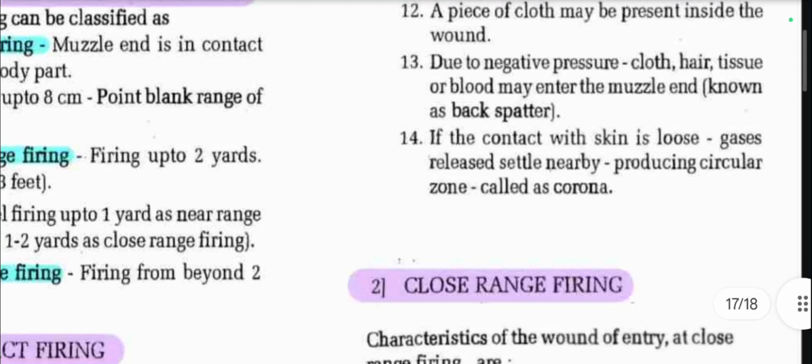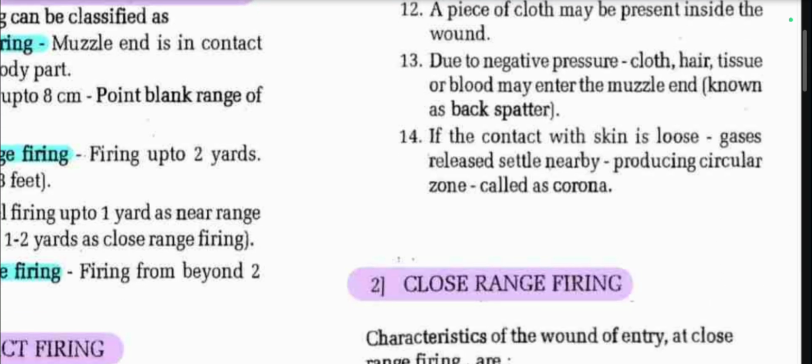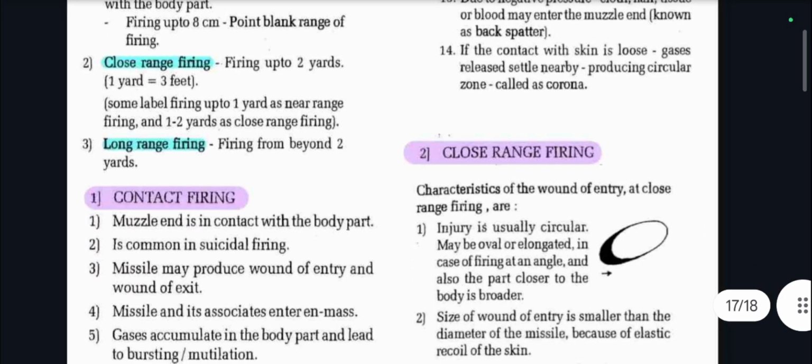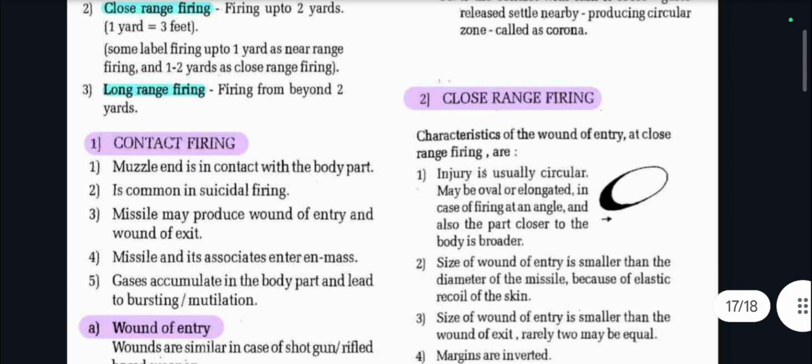If the contact with skin is loose, gases released settle nearby, producing circular zone called as corona. So what is corona? If the contact is loose, then the released gases are going to settle nearby, and that layer is called as corona. So these were the points regarding wound of entry in contact firing. Now we are going to learn close range firing.